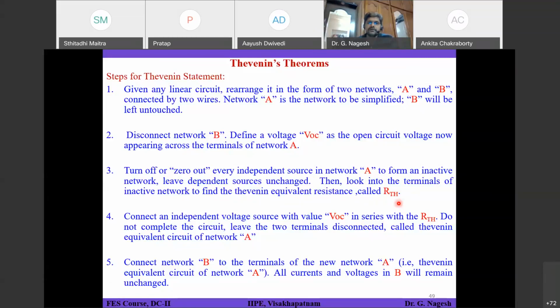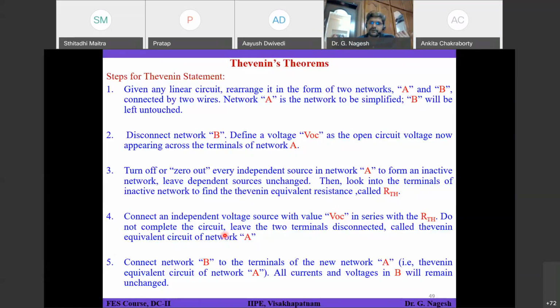And if you are seeing from the open circuit terminals, find out the equivalent resistance of the network. That's all. That will be your RTH. Okay, right. So connect the independent voltage source VOC in series with RTH. That means VOC is nothing but VTH. You have to connect that with equivalent resistance RTH, which is Thevenin equivalent resistance.